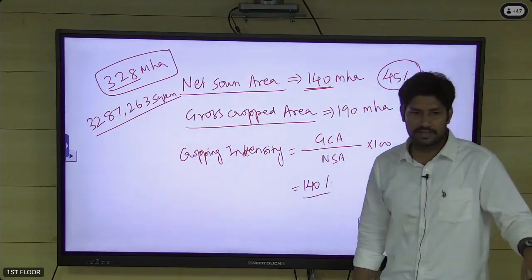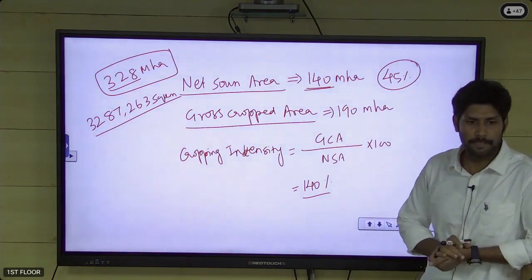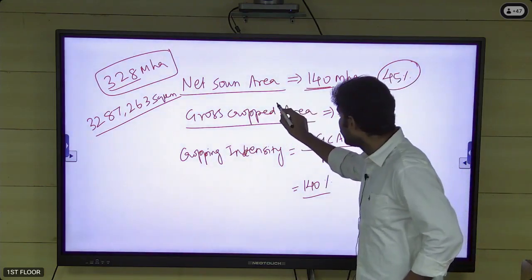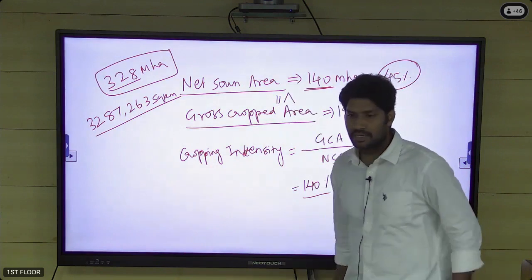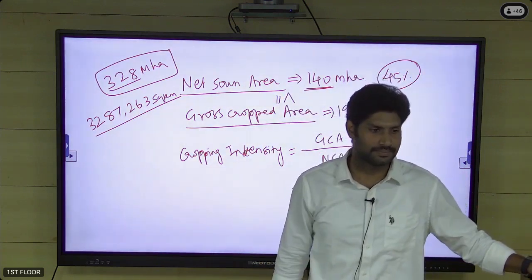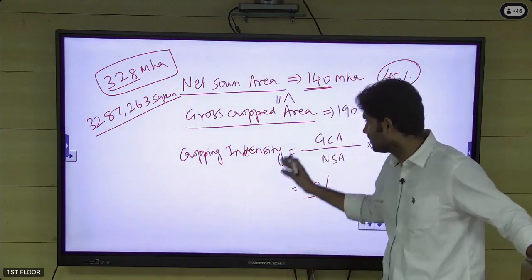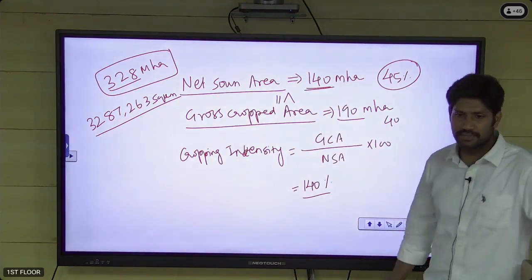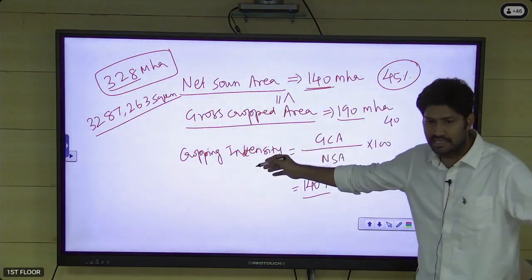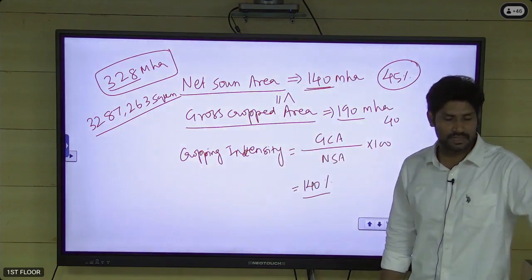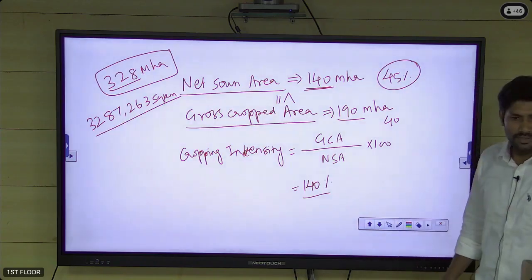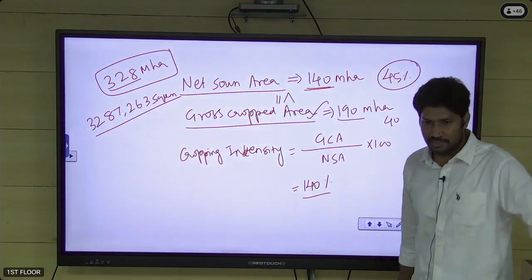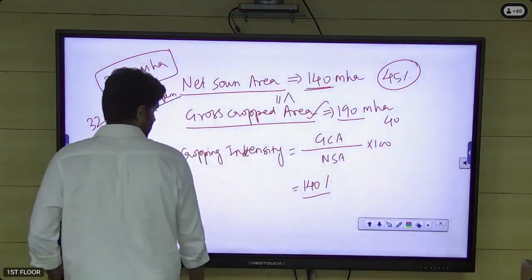Then what is the meaning of gross cropped area? On a simple logic, this gross cropped area is always either equal to net sown area or more than net sown area. It won't be less than net sown area. In India's case, it is more than the net sown area, an extra 40 million hectares. If you use these two values, we get the cropping intensity index, that is 140%. So what is the meaning of gross cropped area? To understand this concept, do you know the various seasons in India?